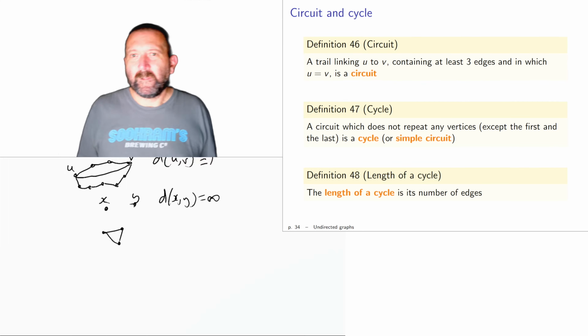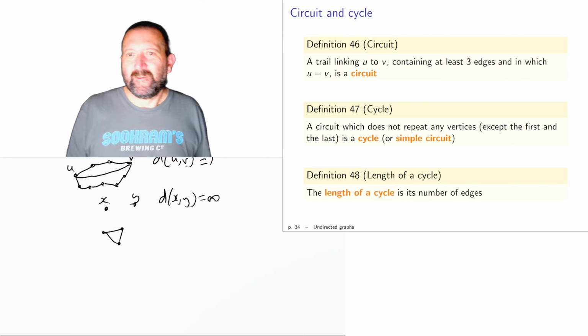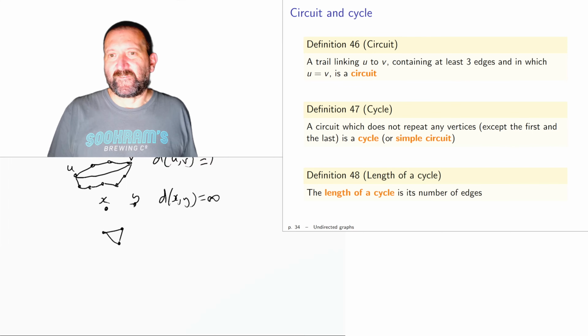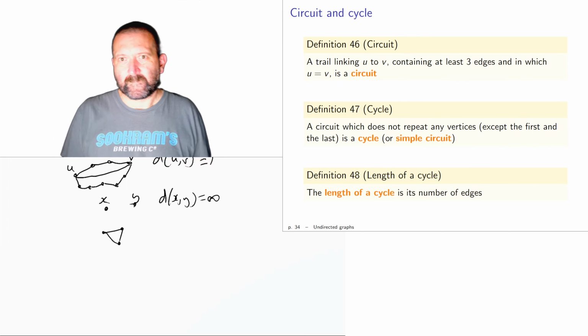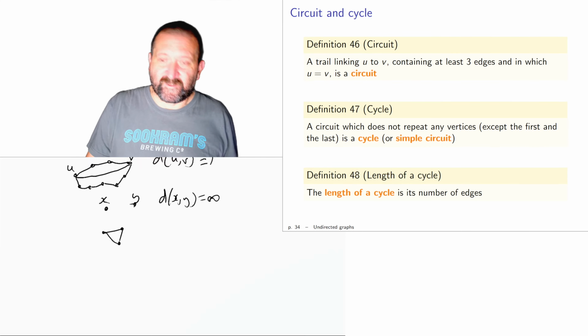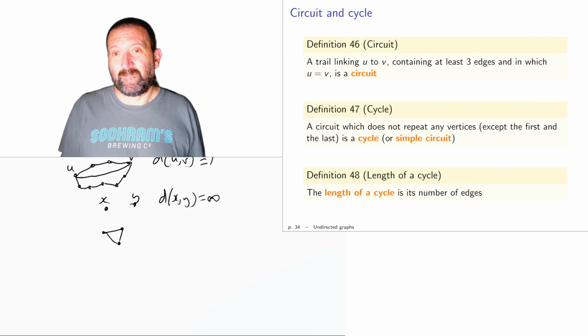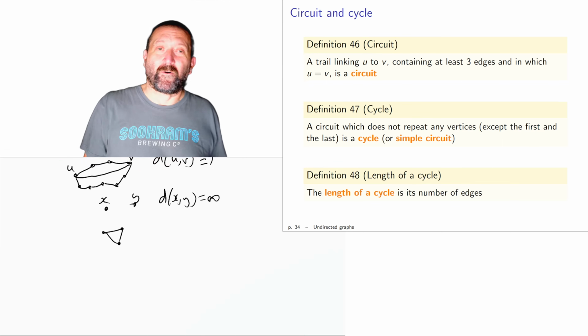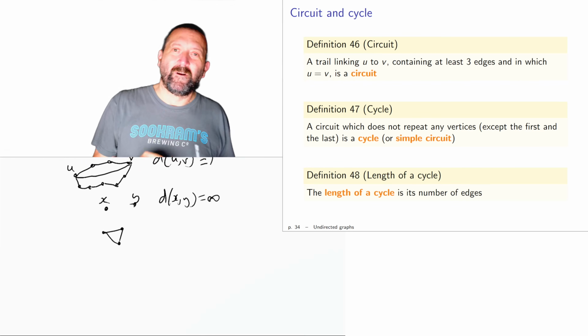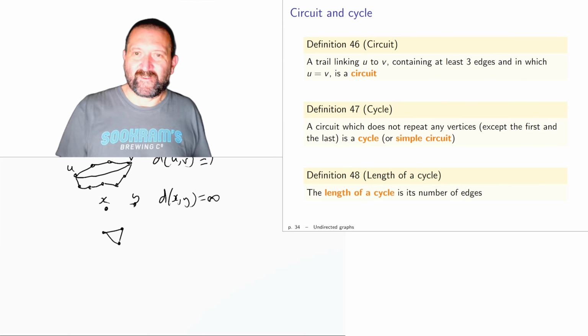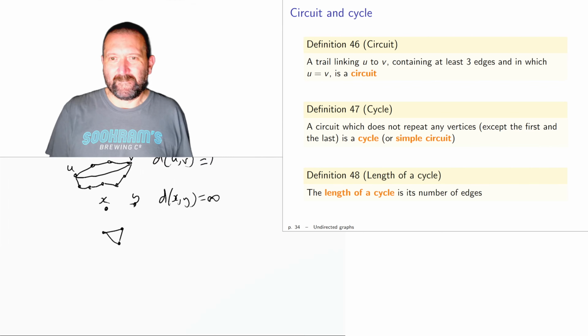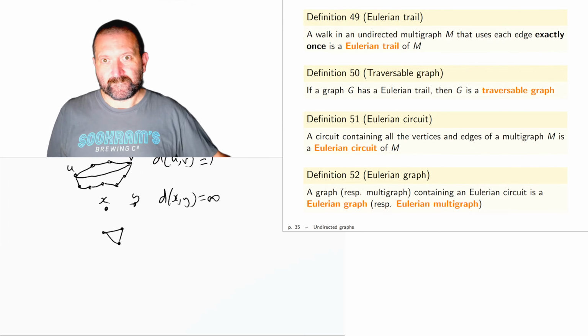A cycle is a circuit that does not repeat any vertices. And the length of a cycle is how many edges there are on it. If you remember, we saw some results before about cycles, and this is where that is coming in.